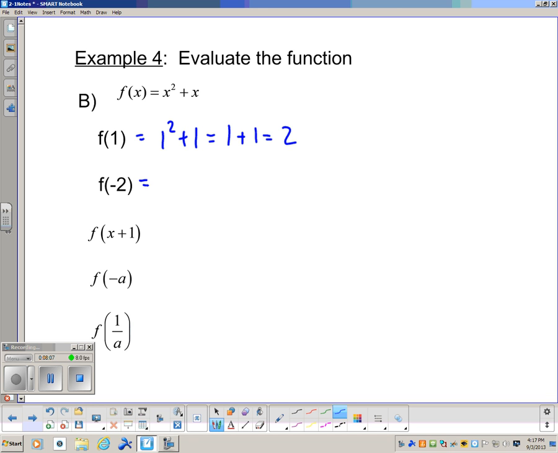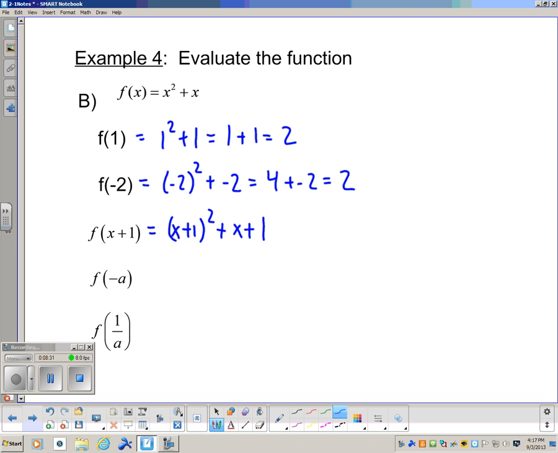So I can do the same thing with -2. I can take -2, make sure you put in parentheses, squared plus -2. -2 squared, there's 4, plus -2 gives us 2. The next one, we've got x plus 1. I'm going to plug that in. So (x plus 1) squared plus x plus 1.